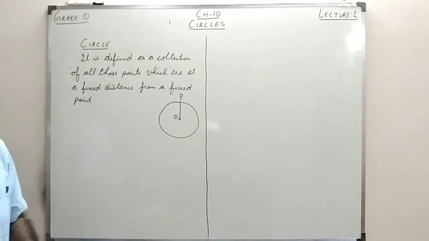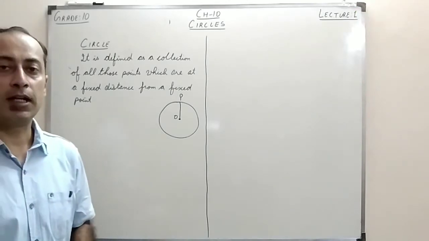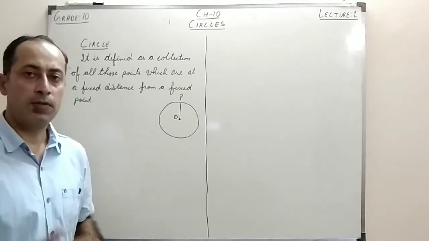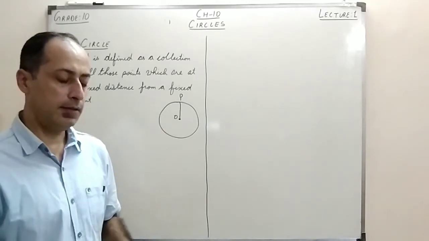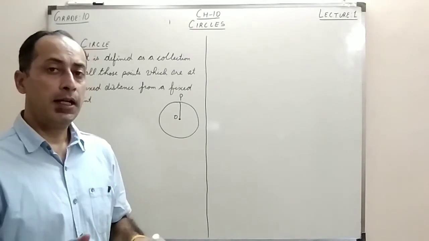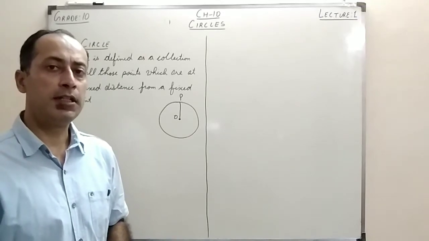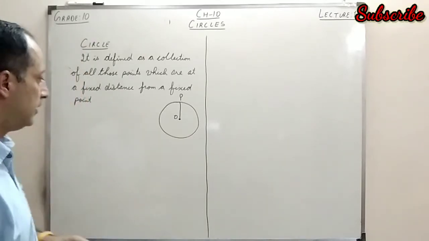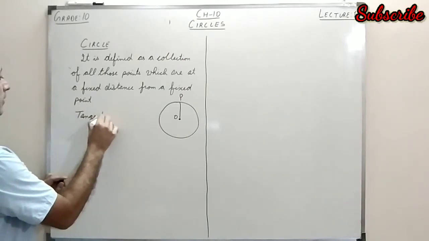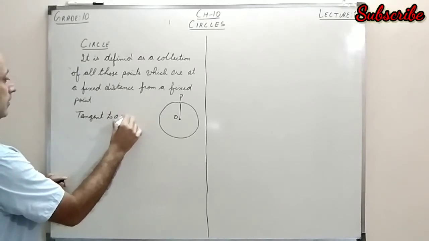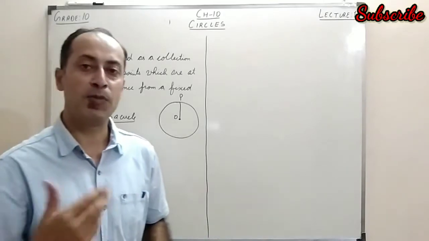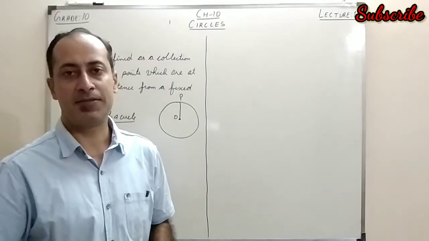Now many of the things you have already learned in your grade 9, that is about the sector of a circle, chord of a circle, then a few other things like segment of a circle. In grade 10, you're going to learn something new: the tangent to a circle. Now this tangent is different from the tangent in trigonometry you have learned. It is not the same tangent.